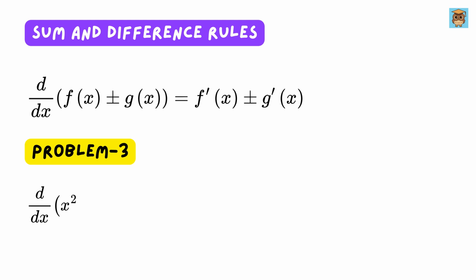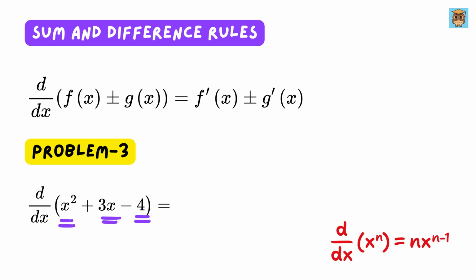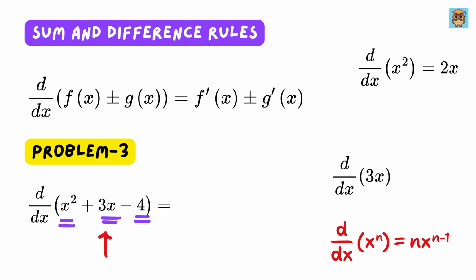Let's find the derivative of x squared plus 3x minus 4 step by step. We have three terms here, x squared, 3x, and minus 4. First, we apply the power rule to x squared. Here, n is 2, and therefore the derivative will become 2 times x raised to 2 minus 1, or simply 2x. Next, we differentiate 3x.